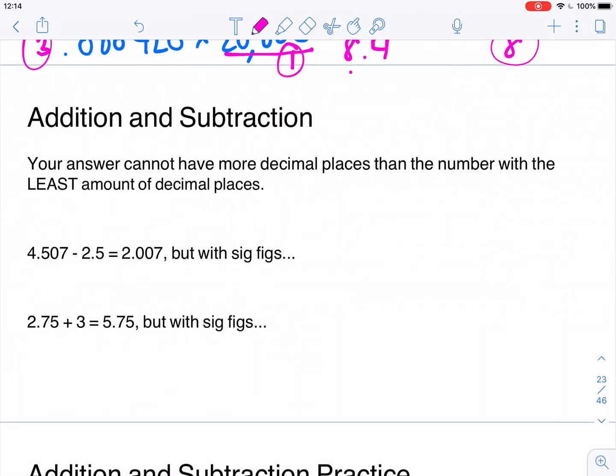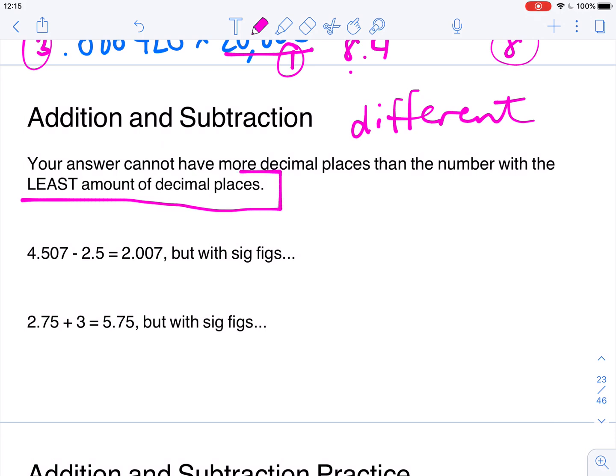So if I'm looking at addition and subtraction, these are different rules. You might want to write yourself a note here. They're different operations, and we'll talk about why. For addition and subtraction, your answer cannot have more decimal places than the number with the least amount of decimal places. So addition and subtraction care about decimal places, whereas multiplication and division cared about sig figs.